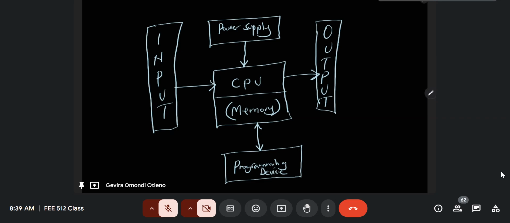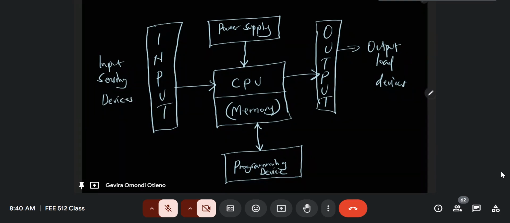Okay. Now, please note that these are the main components of any typical PLC. Now, the output here is usually connected to output load devices. Remember, this is the output of the PLC, but there are physical devices that we call field devices, output load devices. Here we have input sensing devices. So this is where students usually confuse a lot of things.